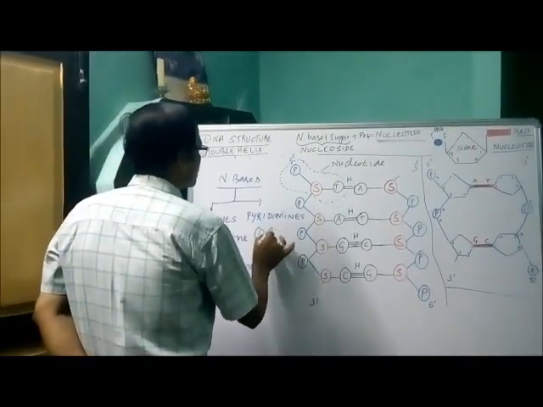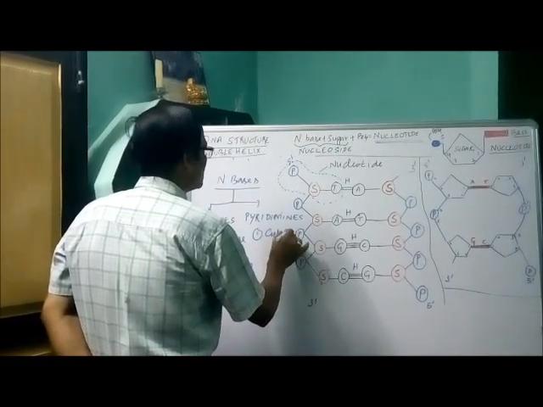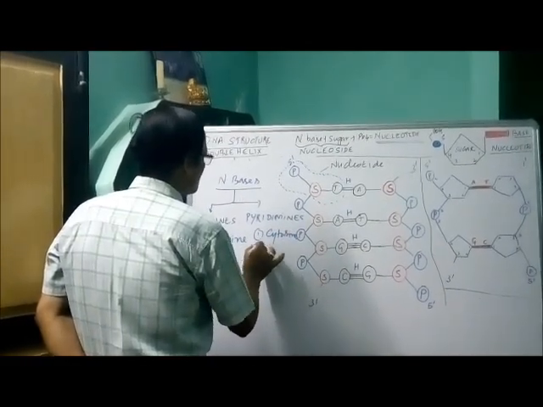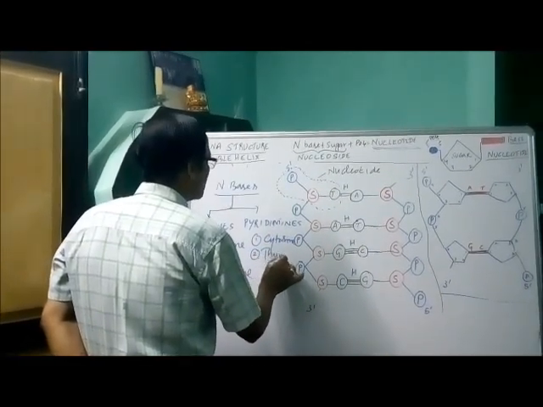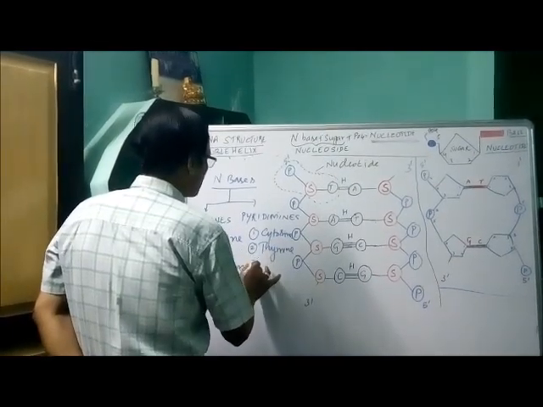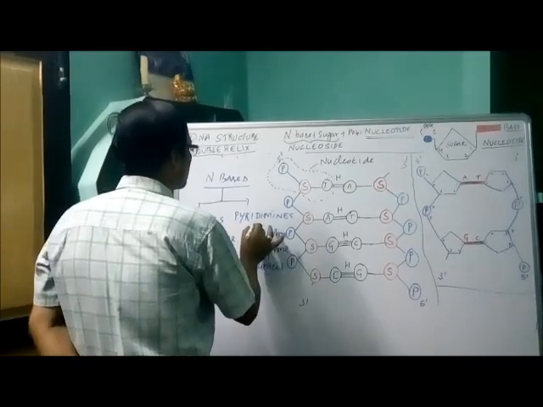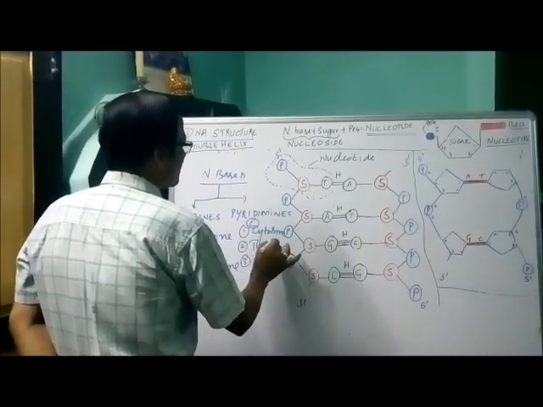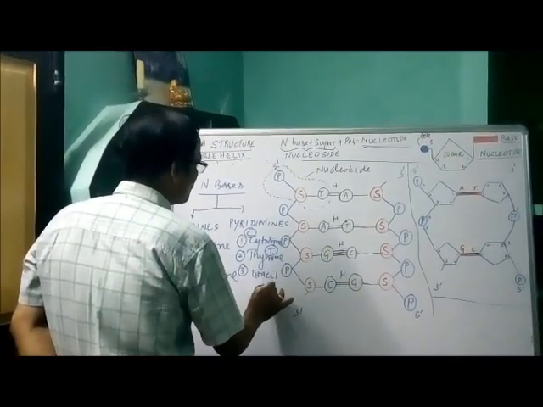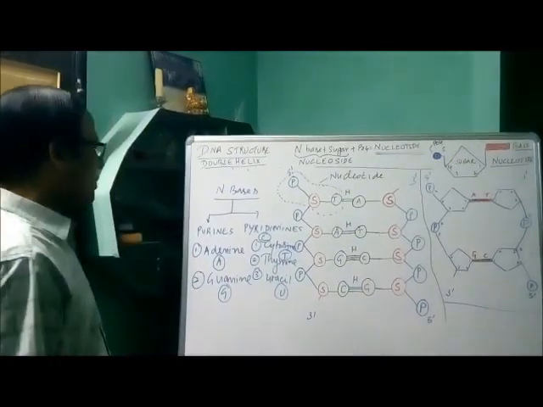One, cytosine. Number two, thymine. Number three, uracil. I am using the letter C for cytosine, T for thymine, U for uracil. Why am I telling that?